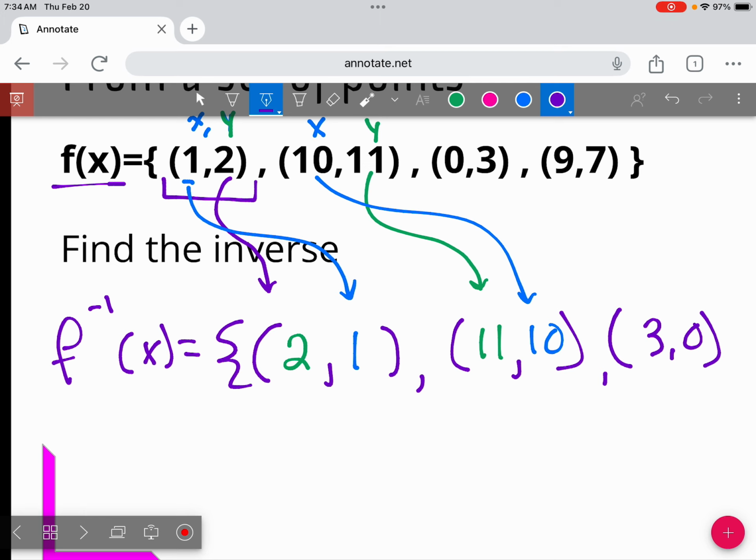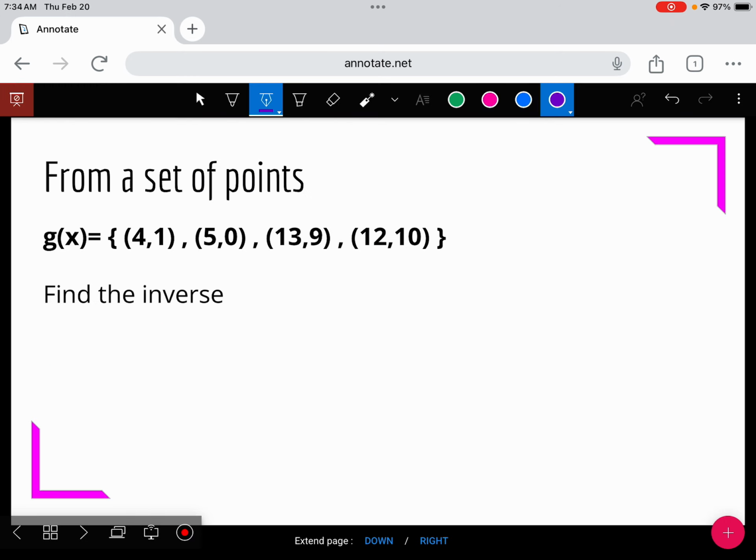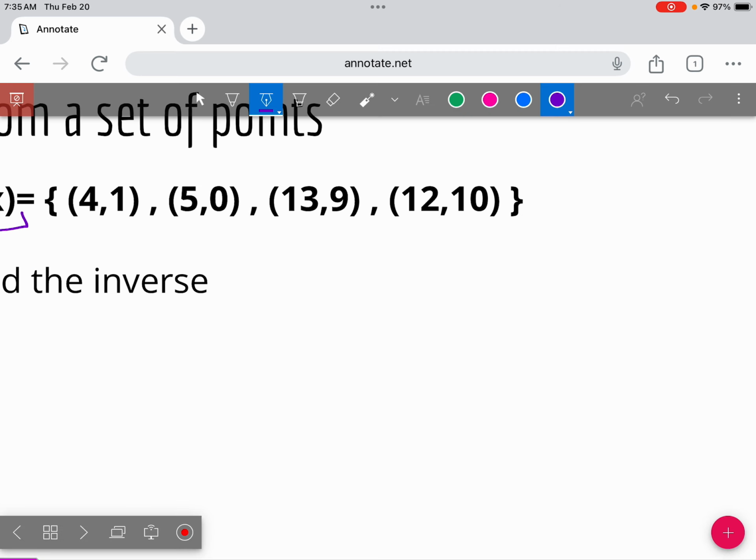Again, same points. I'm trying to make it so we wouldn't have to write too many things. So here's our g of x from yesterday, where we had our 4, 1, our 5, 0, our 13, 9, and our 12, 10. Same guys. And we are asked to find our inverse. This one's called g of x, so to write our inverse, we're going to have our g minus 1 of x.